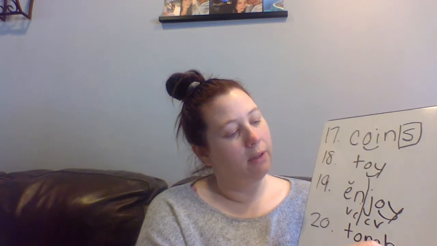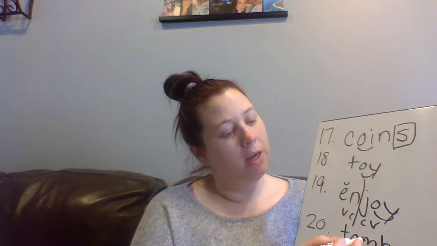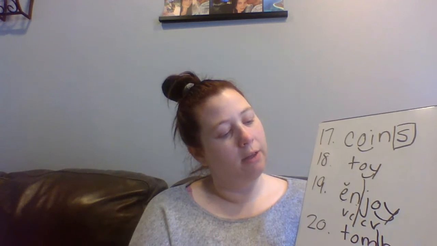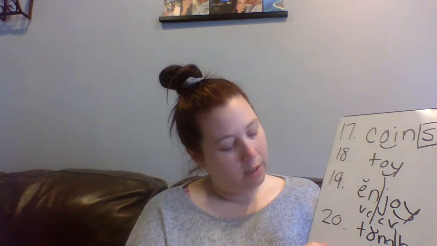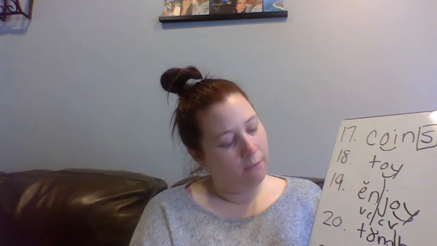Here we have vowel, consonant, consonant, vowel. We also have our OY diphthong. We're going to draw our line there. We have vowel, consonant, our O gets a breve. And number 21, avoided.